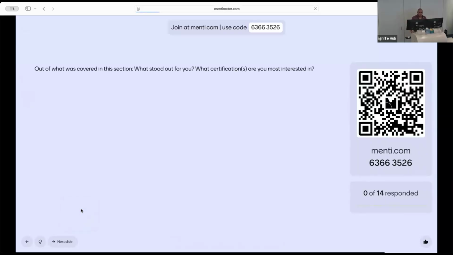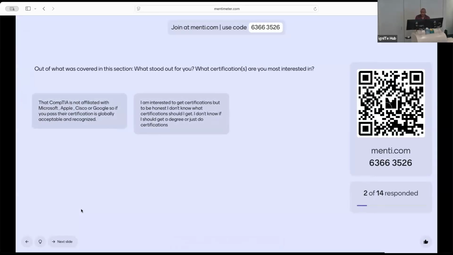Right. I think this is the last Menti we're going to do. All right. CompTIA is not affiliated with Microsoft. So if you pass the certifications, globally acceptable and recognized, correct. That is correct. I am, to be honest, I don't know what certifications I should get. I don't know if I should get a degree or just do certifications.